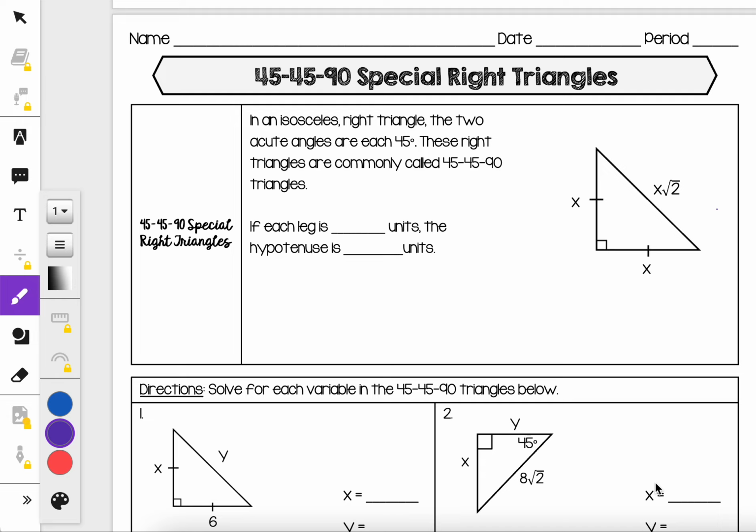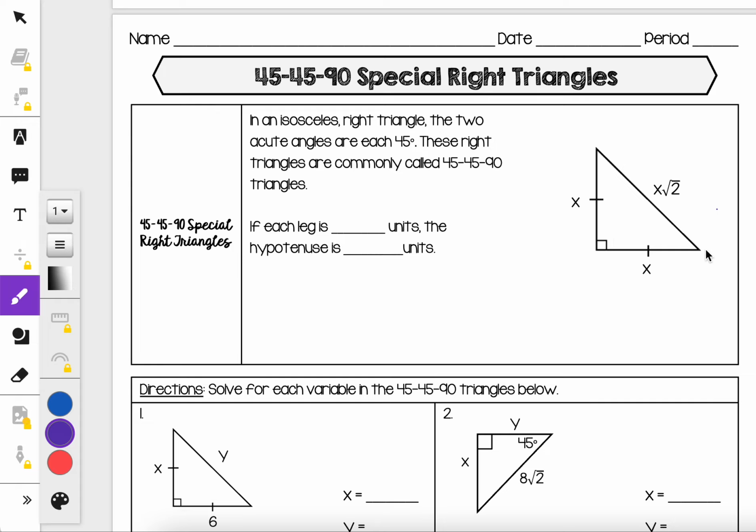Everyone. In today's lesson, we are going to talk about our first type of special right triangle. So our first special right triangle comes from isosceles right triangles. These are called 45, 45, 90 degree triangles. And that's because we have one right angle, which is 90 degrees.